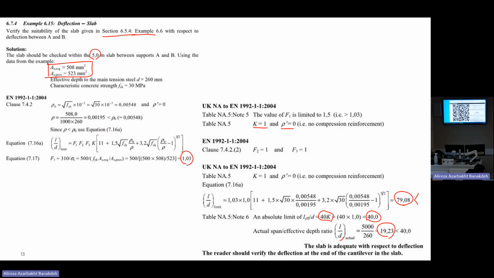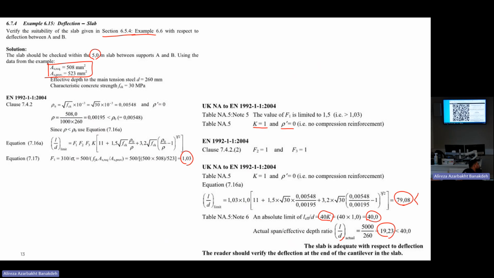That's why this condition is here. If you get 50, you cannot compare it with this. When it's more than 40K, the criterion is 40K, not this one. The lesser is governing your design. It should be less than 40. The formula in this case is nonsense, or in other terms, the formula is nonsense when it gives you more than 40K. 40K is governing. All right?